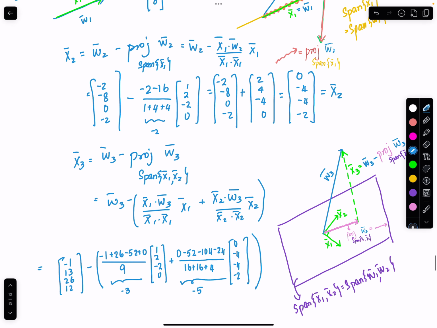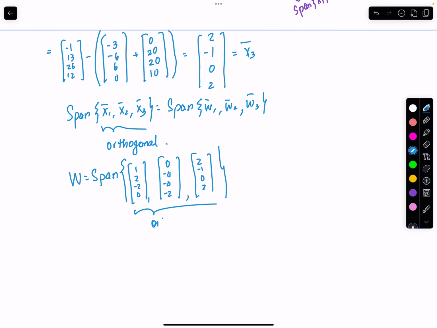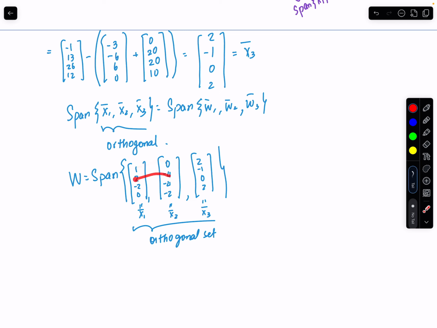Okay? So we have that W is the span of, first vector was, what do we have? 1, 2, negative 2, 0. Second vector is 0, negative 4, negative 4, negative 2. And you can check that this is an orthogonal set. Okay, we're calling this x1, this is x2, and this is x3. So just do a quick check when you do this kind of a problem because it's easy to see 0 minus 8 plus 8 plus 0. So that's x1 is orthogonal to x2. Okay, 0 plus 4 plus 0 minus 4. So the sum is 0, so those are orthogonal.